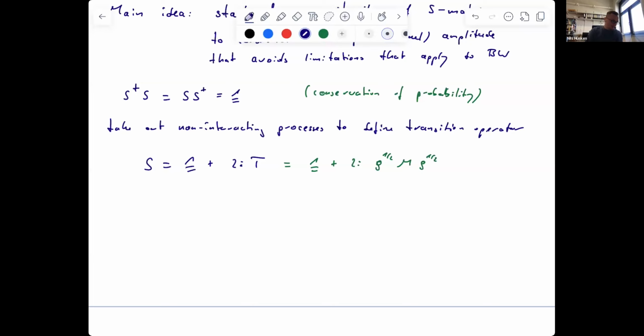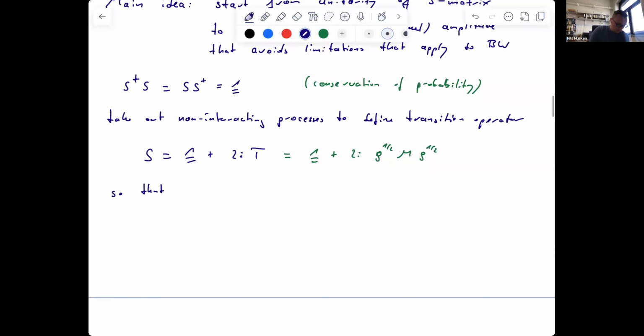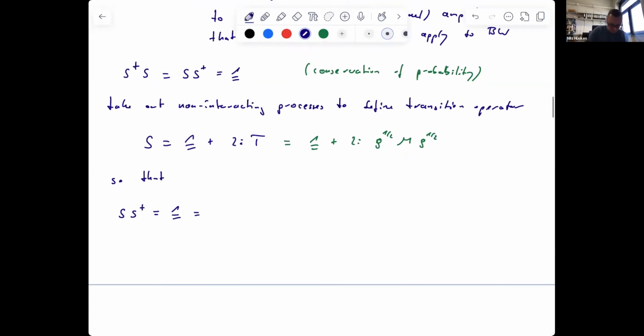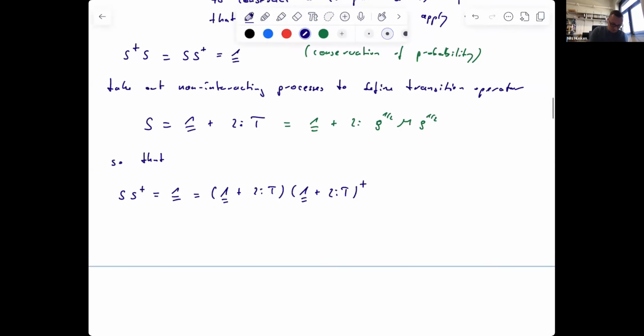All right. Yeah, so as I said, main idea is to use unitarity. So we can now take this definition of the S matrix in terms of the transition operator, insert that back into the unitarity equation. And so what we get is S S dagger equal to 1. And then we now just insert. So that's 1 plus 2iT times the dagger of this. We can multiply this out.